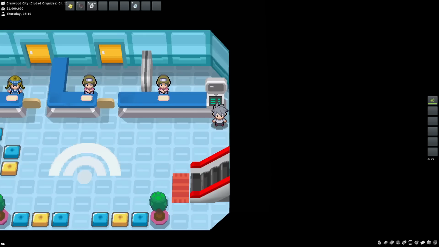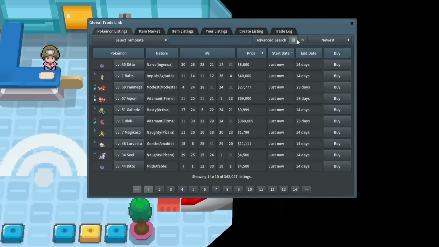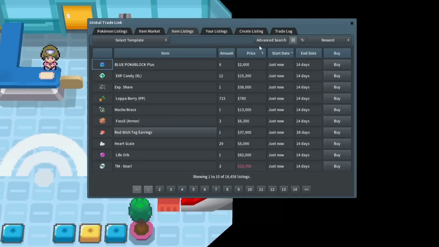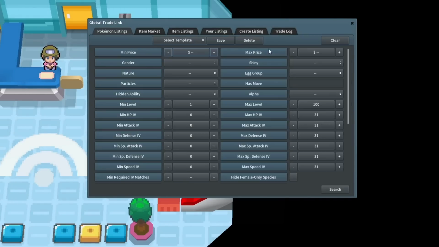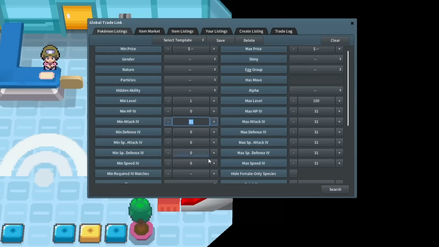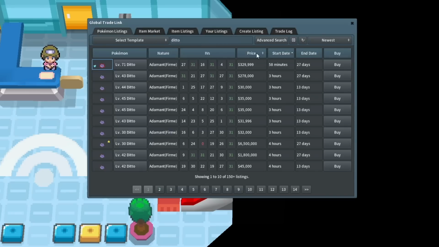Flipping in PokeMMO is coming to the GTL here, and then you can see that people list Pokemon and items. And you see something like this one here. This one is a flip. Its price here is below what the market wants for it. So let's say this one here, it's an Adamant Ditto with 31 in speed actually. That one was listed for 8k and I go for 30k. So you buy that and then you resell it.